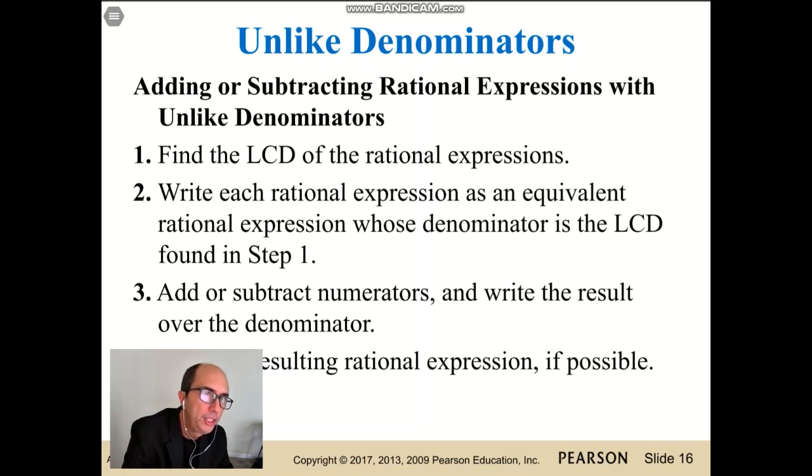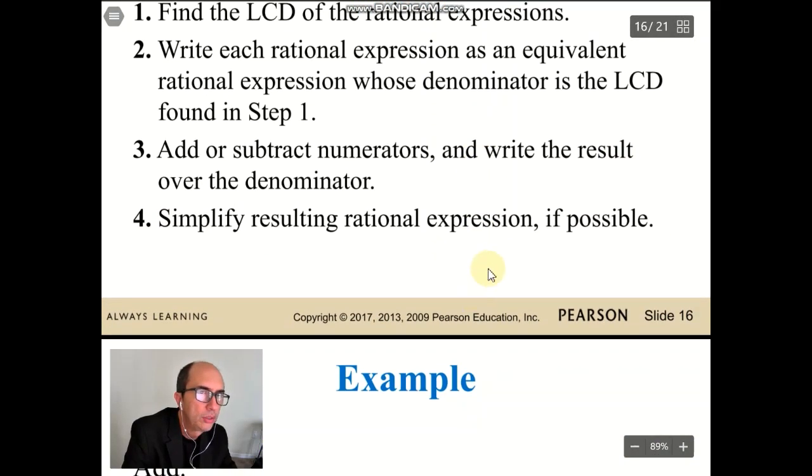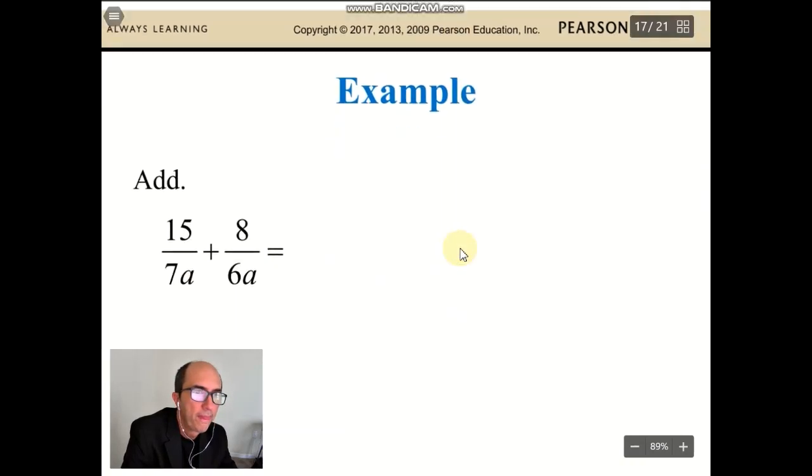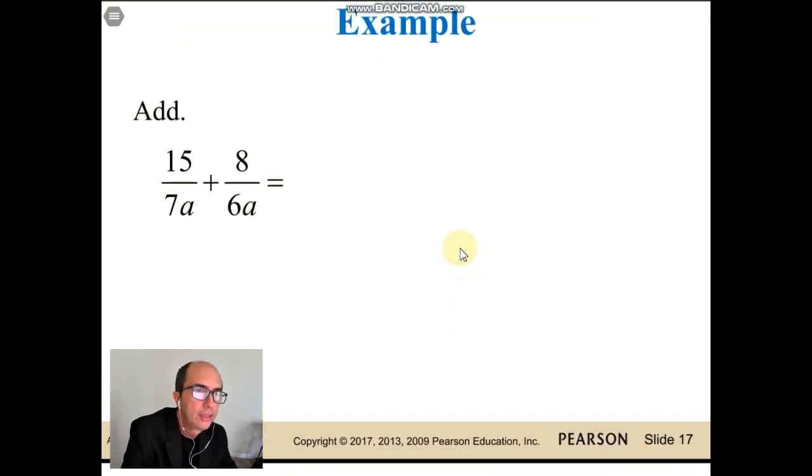Write each rational expression as an equivalent rational expression whose denominator is the least common denominator that you found, and add or subtract the numerators, writing the result over the denominator. Simplify whenever it's possible. Let's try this one.